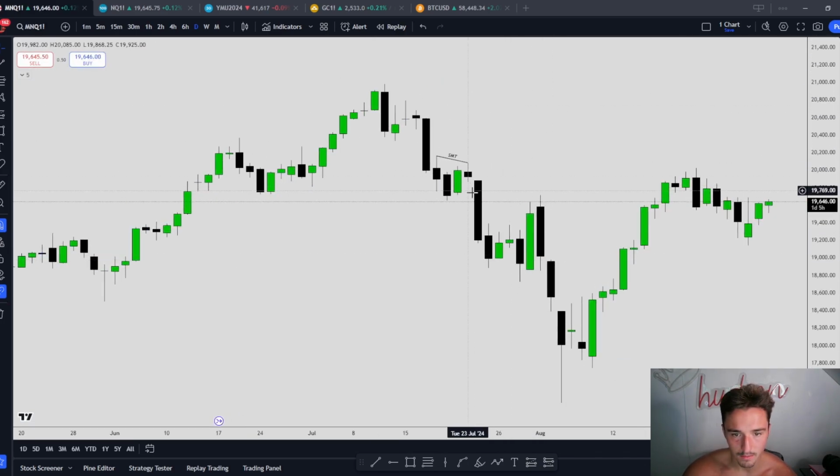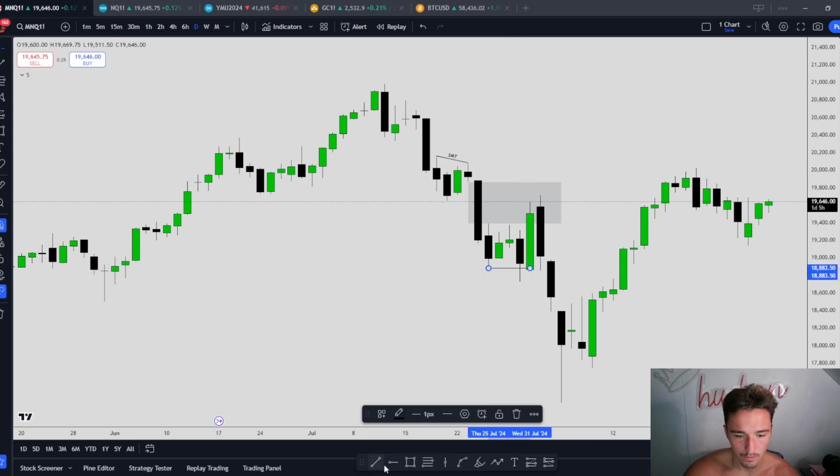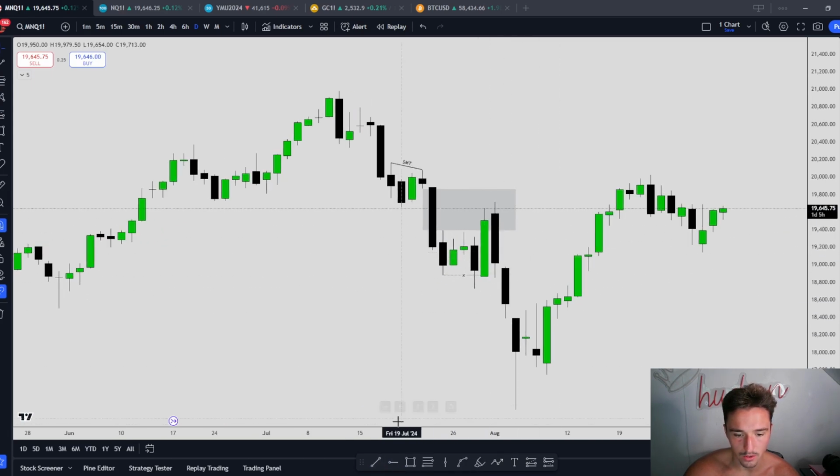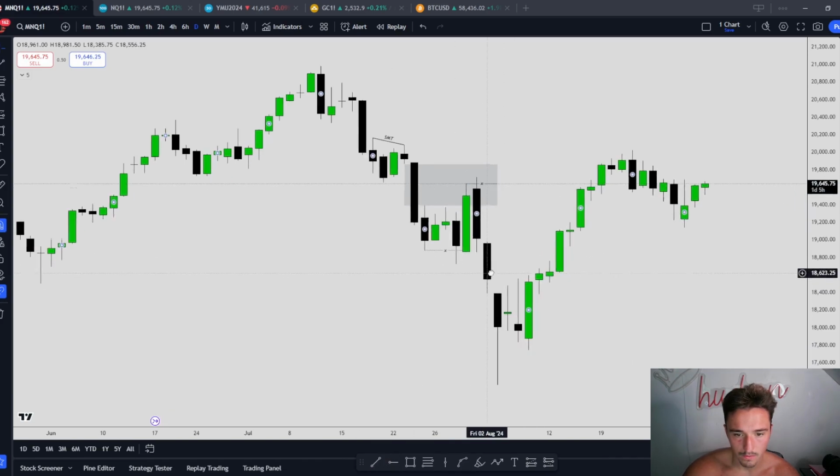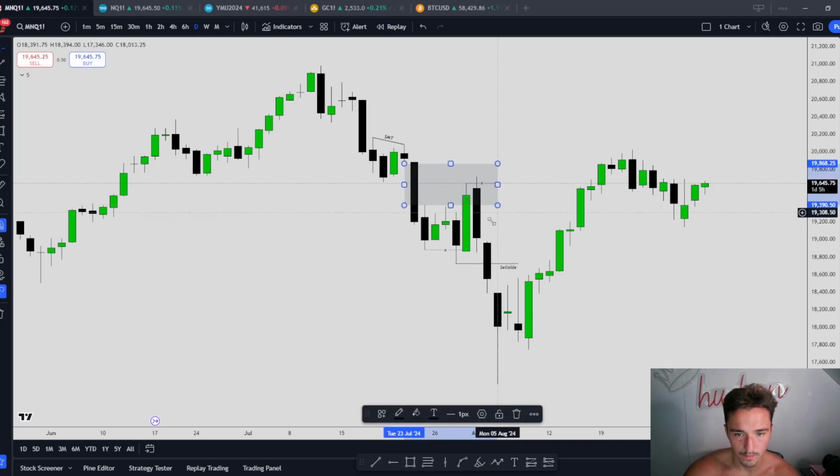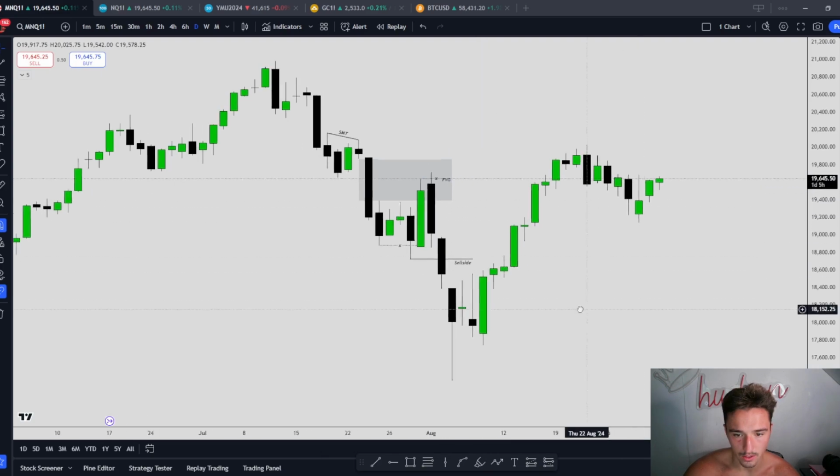What happens here? Internal range liquidity, after purging external range, right? So we take external, rotate back into internal, take a high. Where do we rotate to? External range liquidity. Fair value gap, internal to external, right?